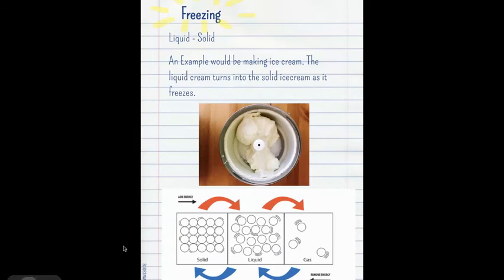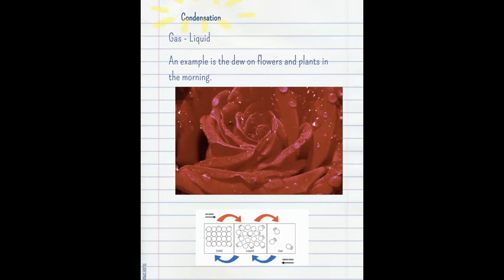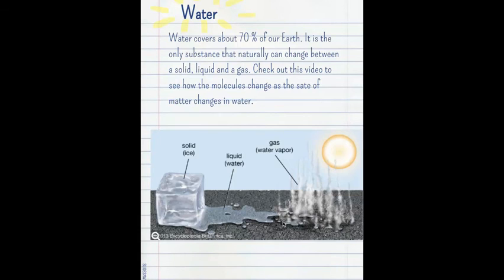Next, we're going to go backwards. From a liquid to a solid is freezing. Think of making ice cubes or making ice cream, that would be freezing it. Then if we go from a liquid to a gas, that's evaporation. Think of when you would be boiling water and that little steam comes out, that's evaporation. And then from a gas to a liquid is condensation. Those are our words that we're going to focus on here.